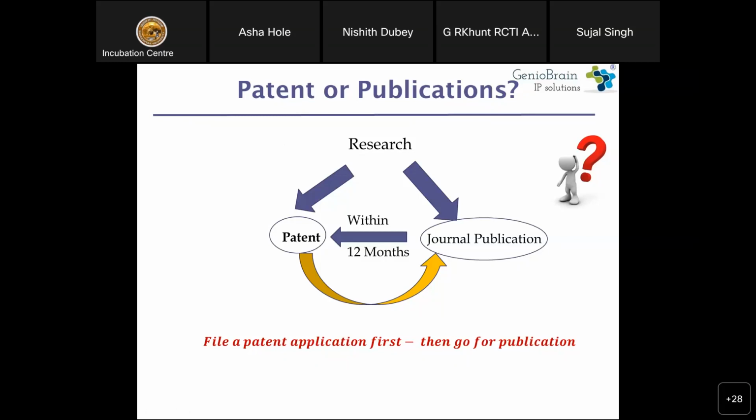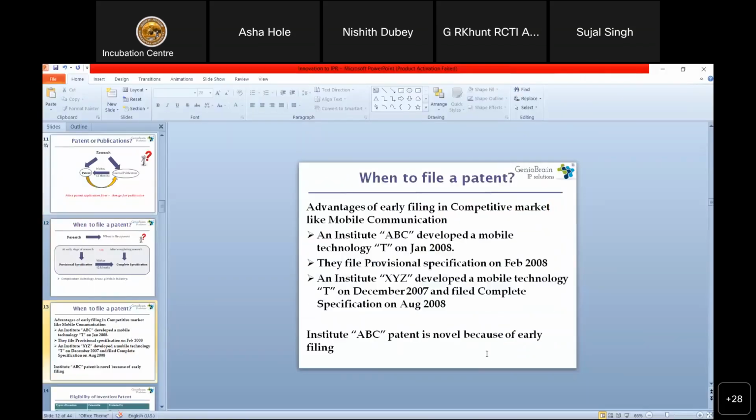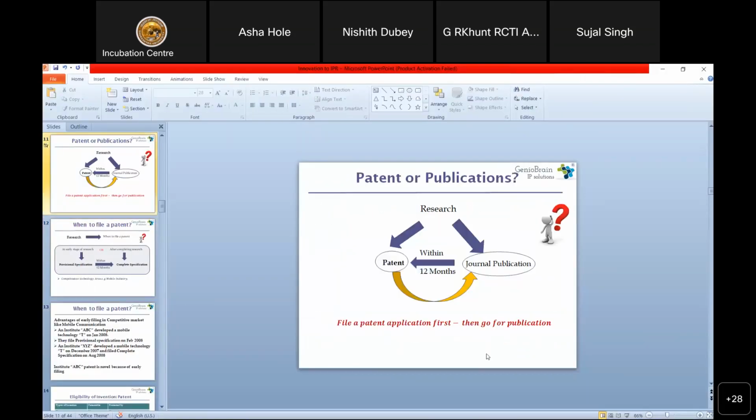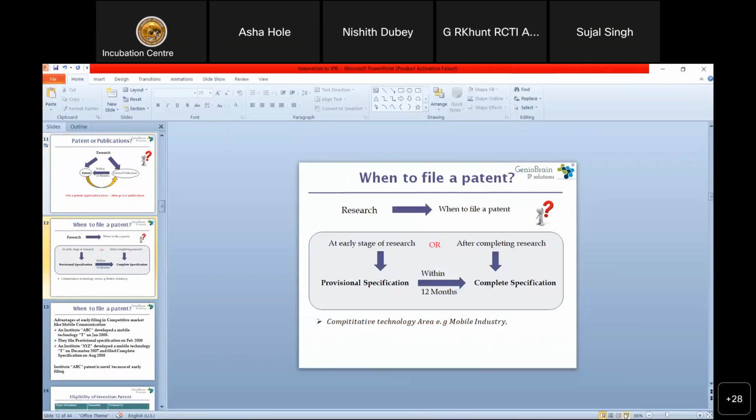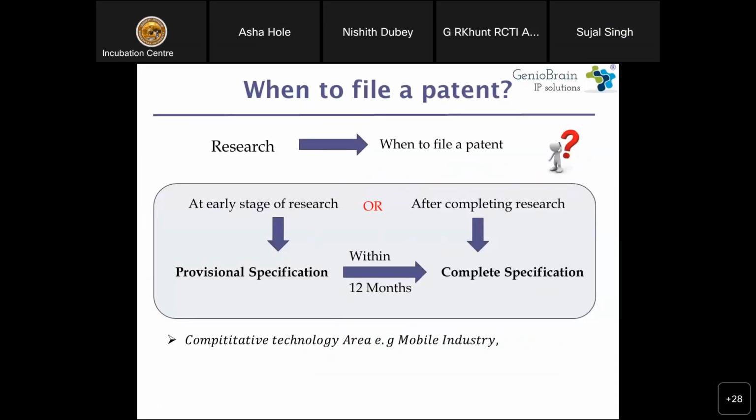Once you file a patent, you can publish that data in a number of journals. That's all fine, because once you file a patent, you have secured your invention, right? So here, file a patent application first and then go for the publication. Can you see this slide, when to file a patent now? Because we now have three questions: identify the patent, patent or publication, and third, when to file a patent. This is what the scientists really want to understand, when to file a patent.